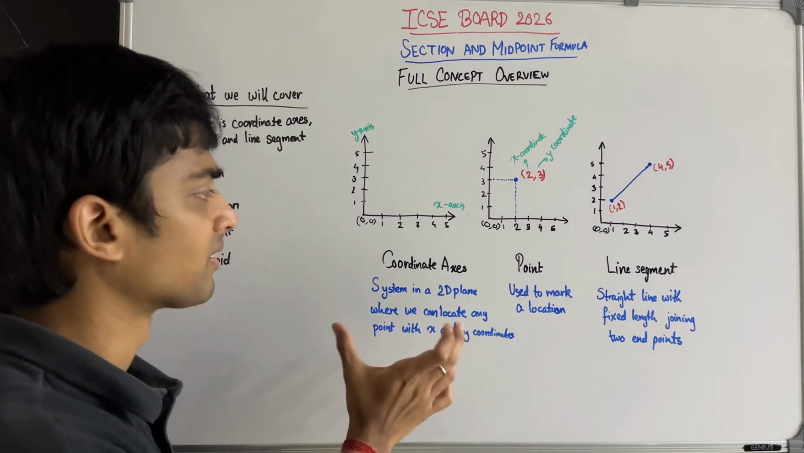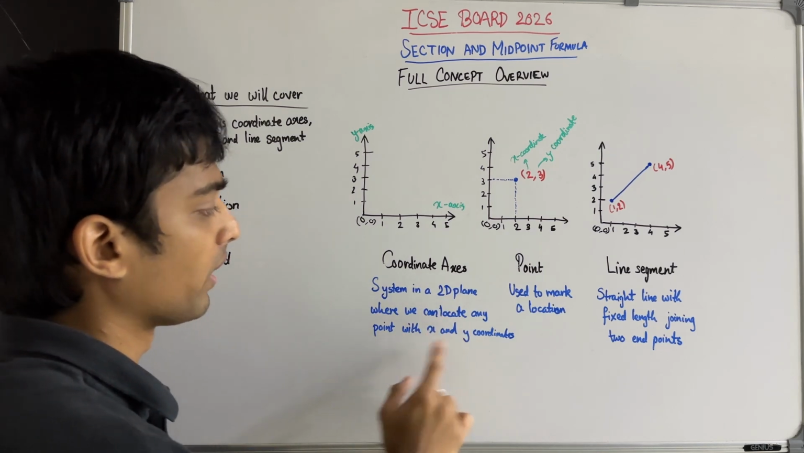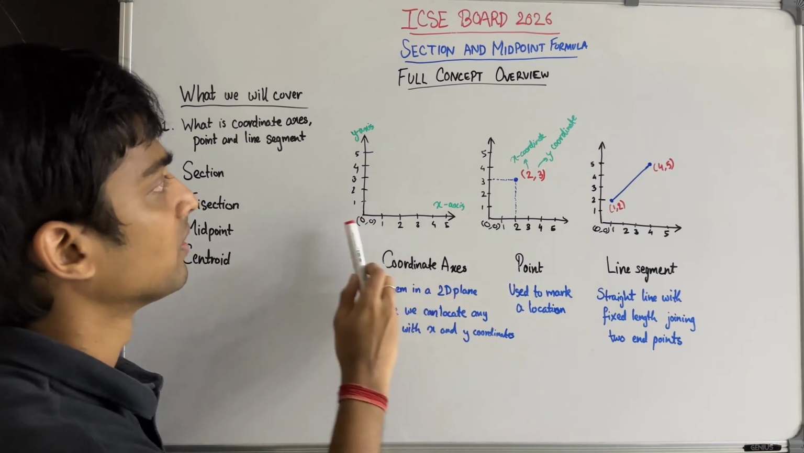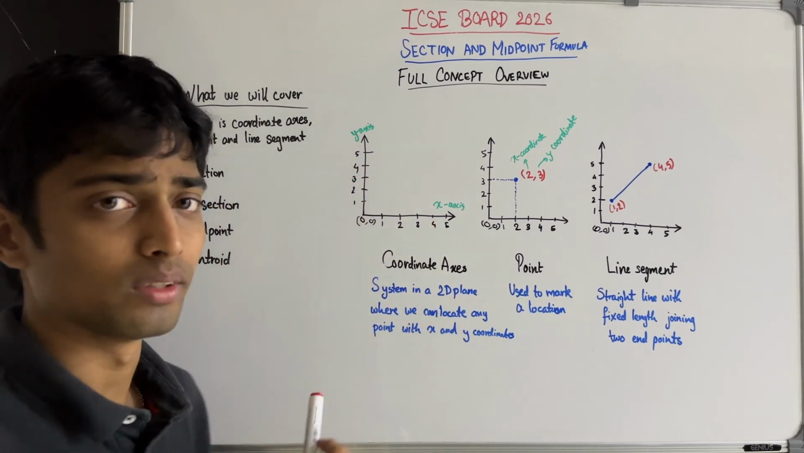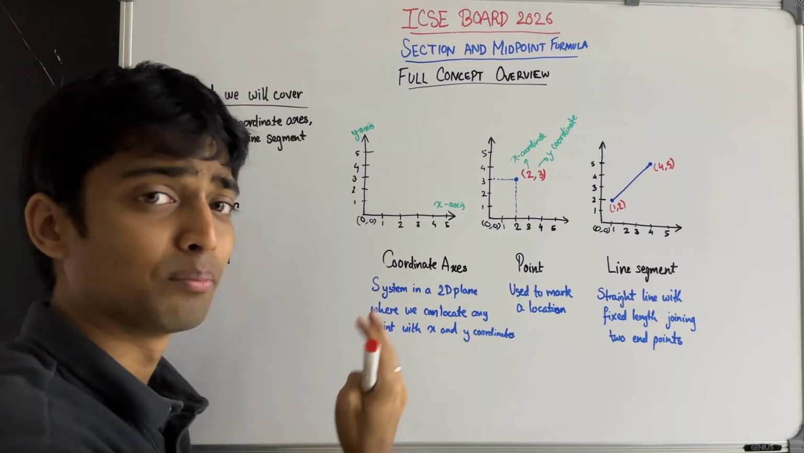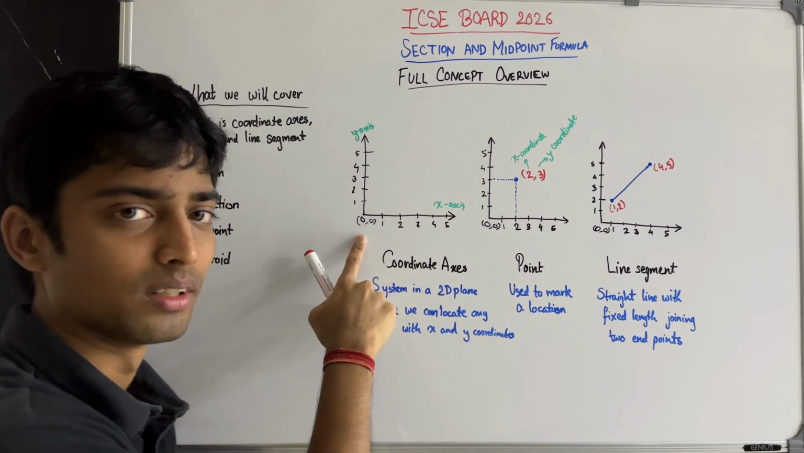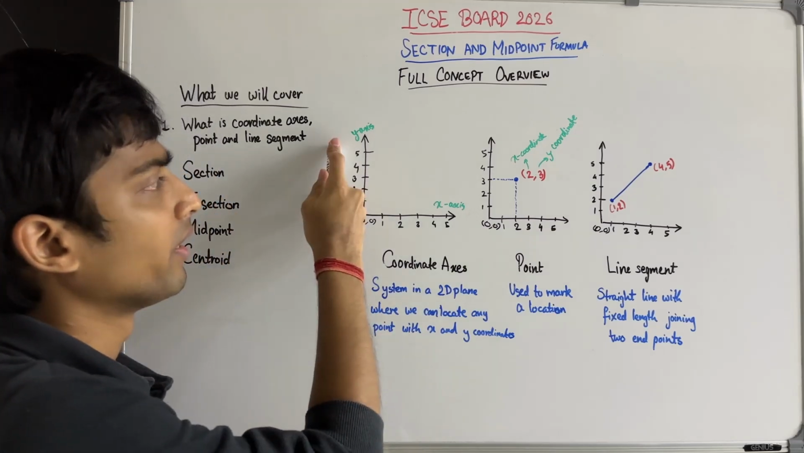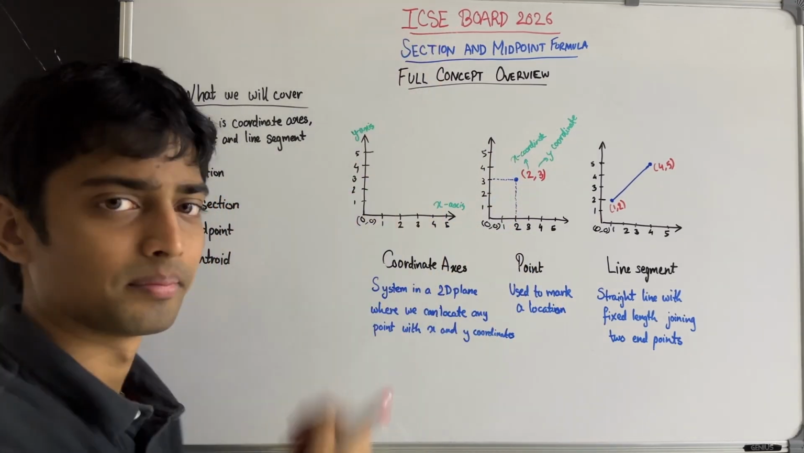What is the coordinate axis? Coordinate axis is a 2D plane where we can locate any point with x and y coordinates. So this is the x-axis, this is the y-axis. So let's say if there's a point anywhere on this plane, we can locate it by x and y coordinate. The more right side it goes, more will be the x because more will be the distance from the origin. And more above it goes, more will be the y coordinate because the height increases. So x is the distance, y is the height.